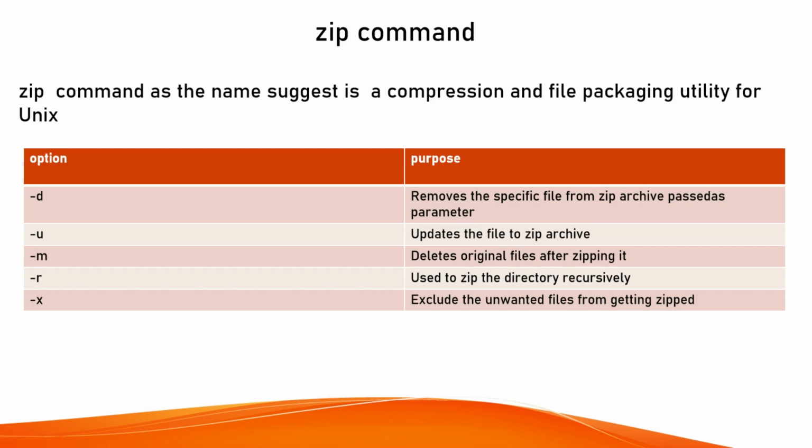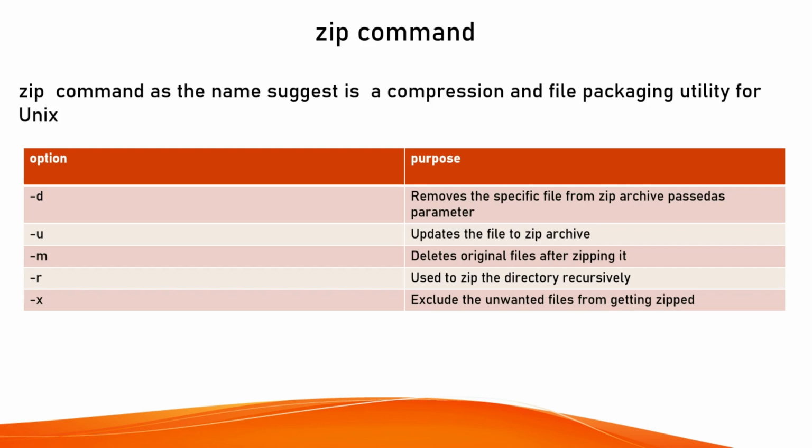So zip command, as the name suggests, is the compression and file packaging utility for Linux, and here are some of the options available with this command. -d removes the specific file from a zip archive, path as parameter. We will see in our demo session.